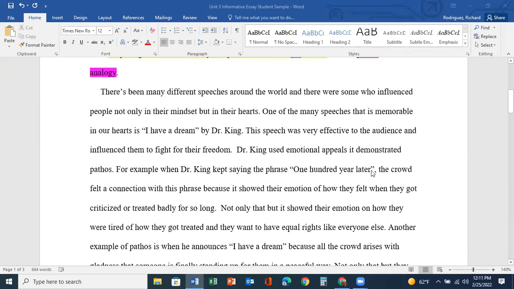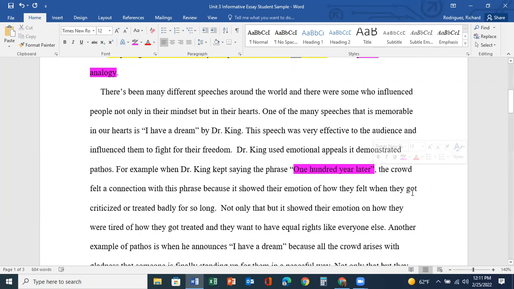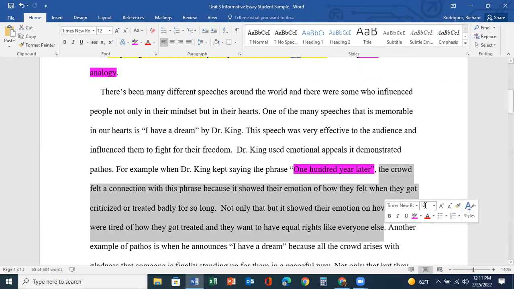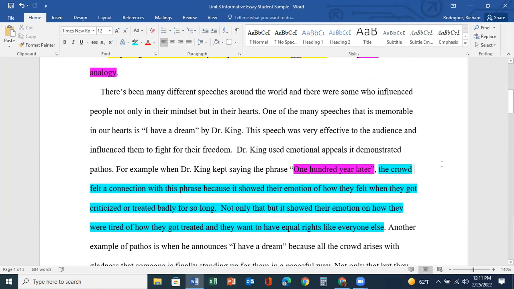We see our first citing of evidence, the 100 years later. That's an example straight from the speech. We'll highlight that in that fuchsia. Now we cite the evidence. So first we want details, and now we want an analysis of that detail. Why does that detail matter? And we follow with the detail. We follow it with an explanation of why that matters, and I'll highlight that in this blue, I suppose. There we go. So 100 years later, there's the cited evidence.